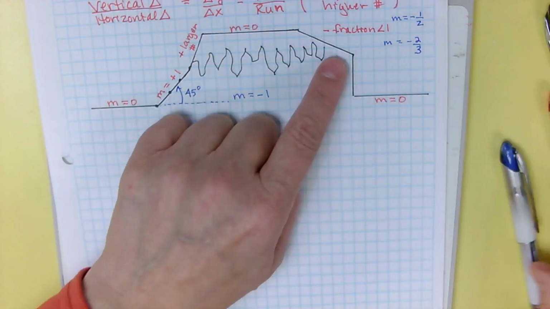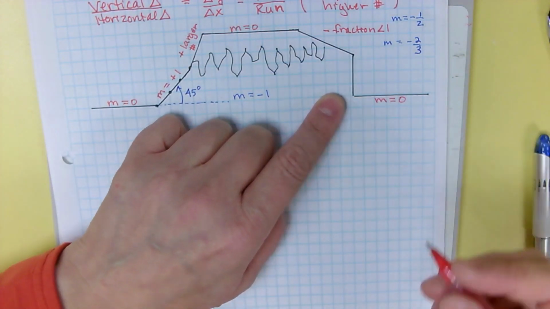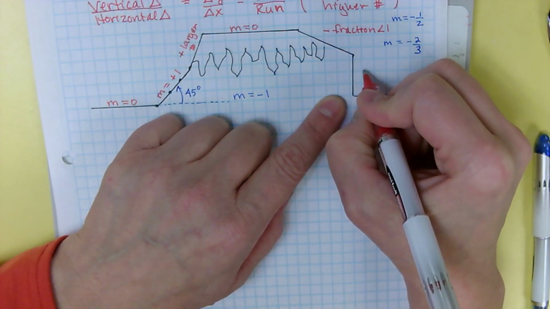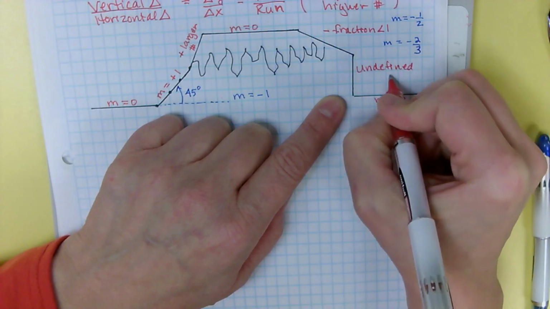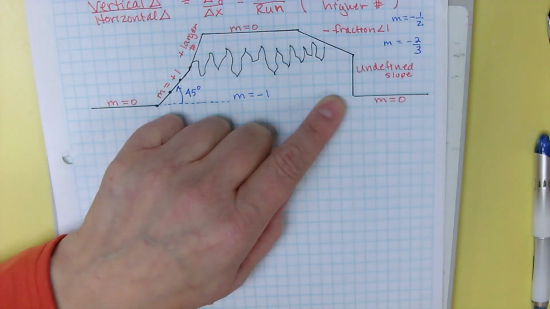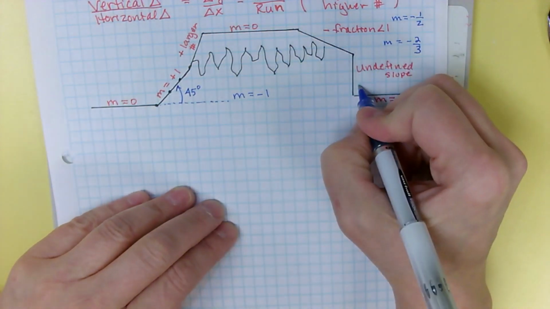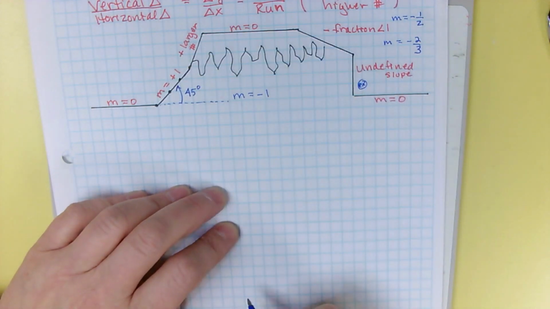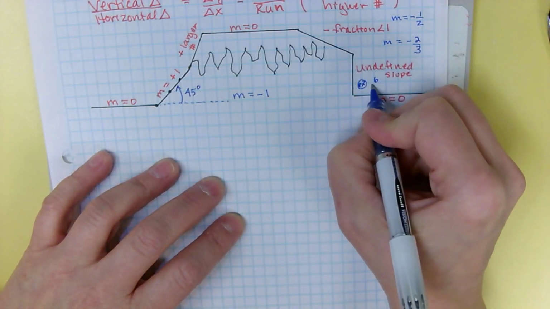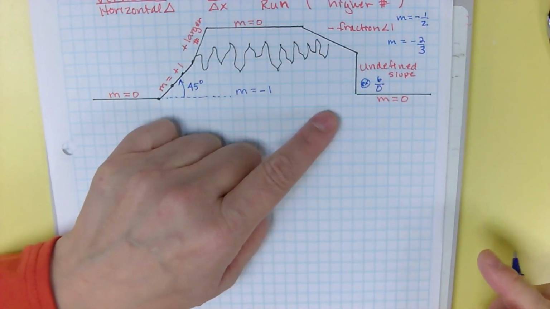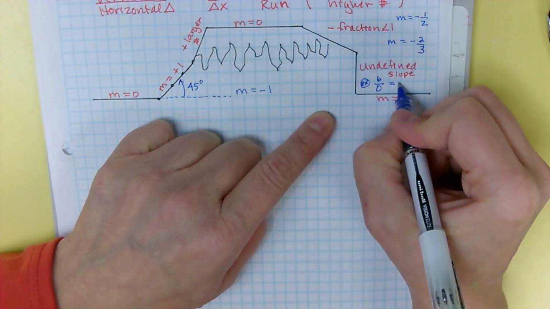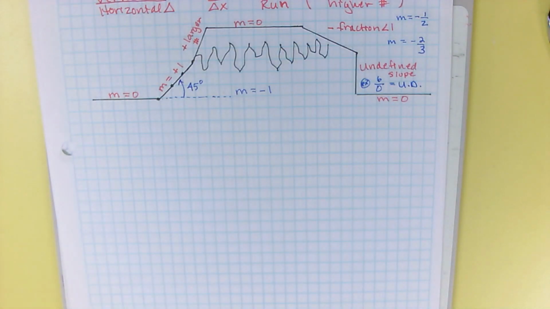All right, then we have this straight down drop off. Straight up and down vertical slope is what we call an undefined slope. And when you're calculating an undefined slope, what's going to happen is you'll have a number like 6 over a 0. And you can't divide by 0. That's undefined, which means the slope is undefined, which means the slope is totally vertical. It goes straight up and down.